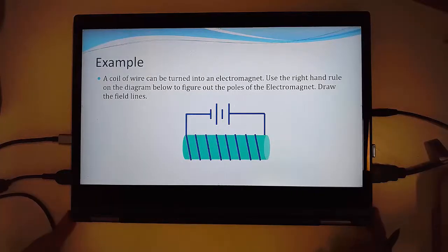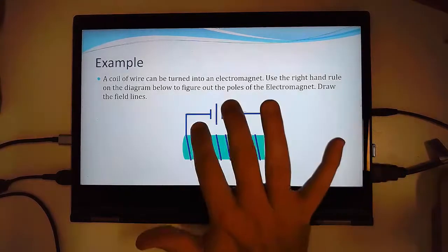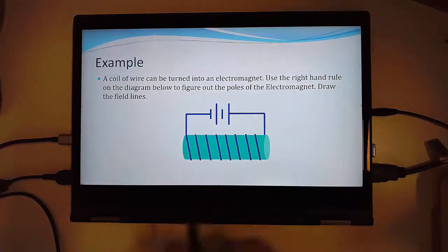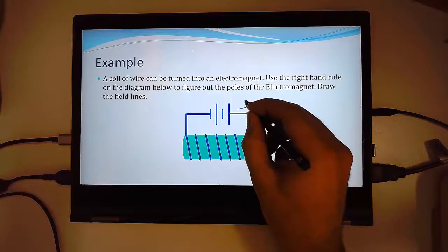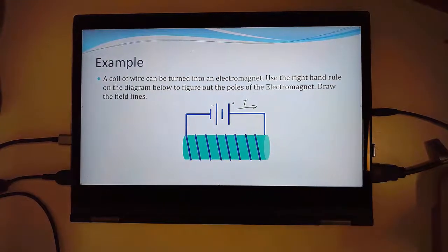Okay, and this one is always one that stumps students. If we have this wire and the current is going in this direction, because it's going from positive to negative, can you tell me which direction the field lines are going to be moving overall? And then tell me what is the north and the south pole in this magnet. So where is the north and south pole in the magnet? So we call this a solenoid.